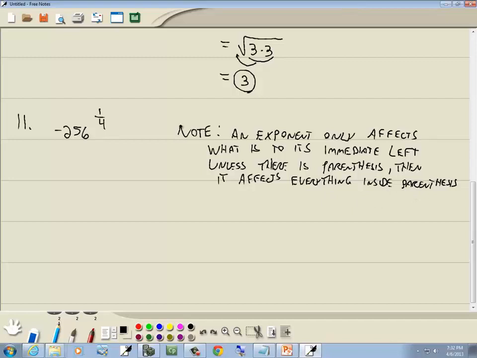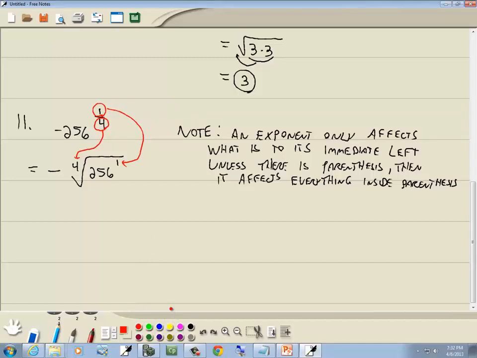So this 1/4 power you see here only affects the 256. It doesn't affect the negative. So we're going to write this back in the radical form. So this is going to be 256 to the first power. Again, whatever your denominator is, the 4, that's your index. So that goes right there. And whatever number's up on top here, that's your power. That goes right there.